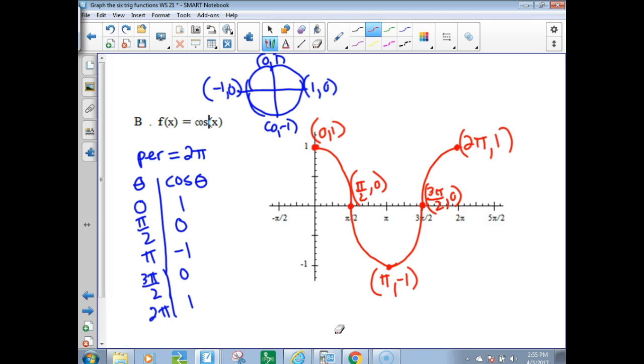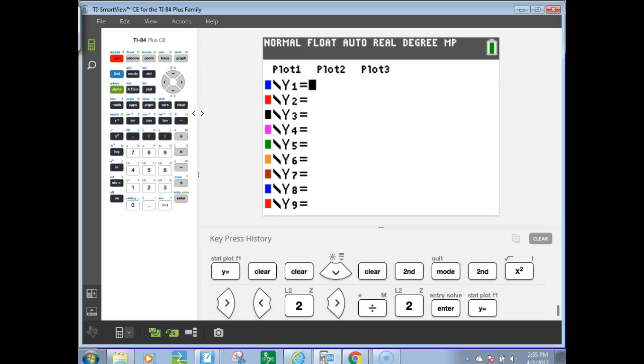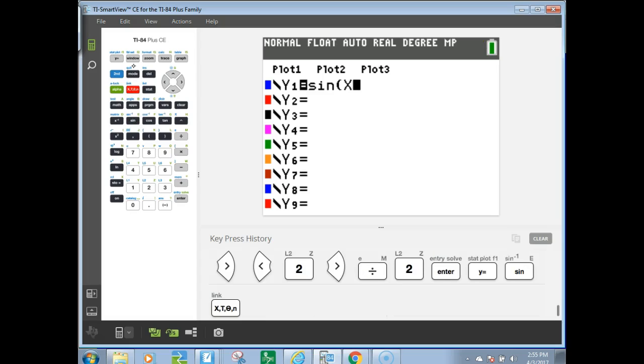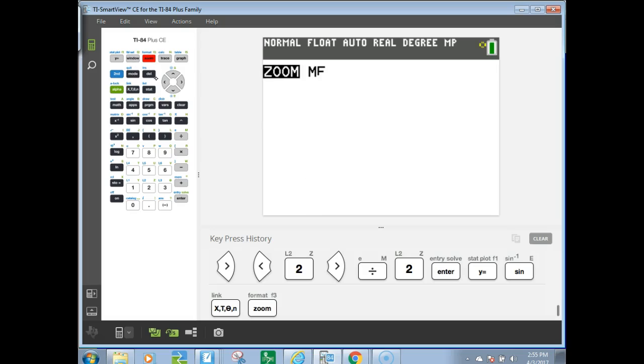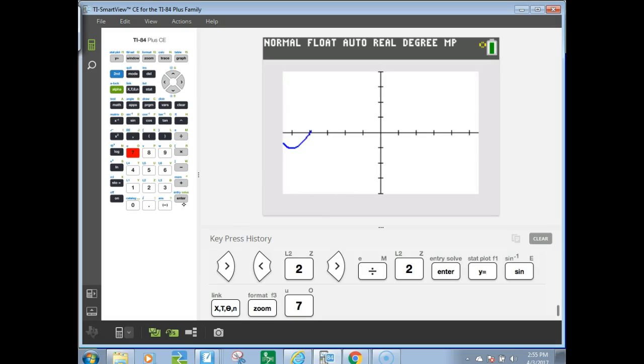There's your cosine wave. Now, if you want, I'll show you in the grapher how you, of course, can type these in and remind you what you have to do if you want to look at a graph in the calculator. If you put sine x, you'll need to go to zoom and then choice 7, trig. Once I got it in that mode, it'll graph everything in that mode till I change it.